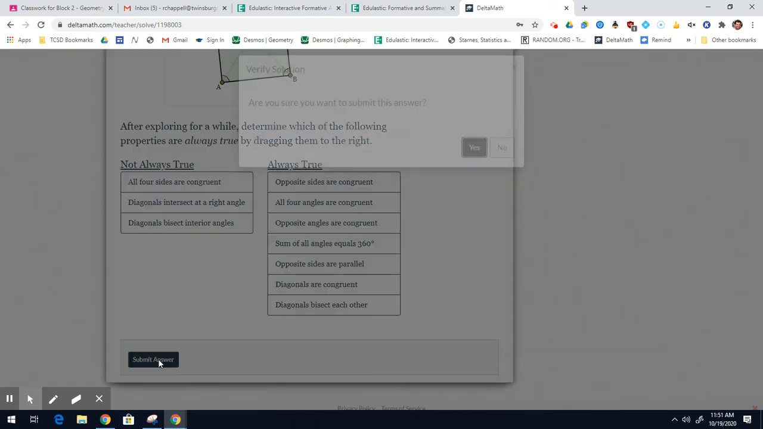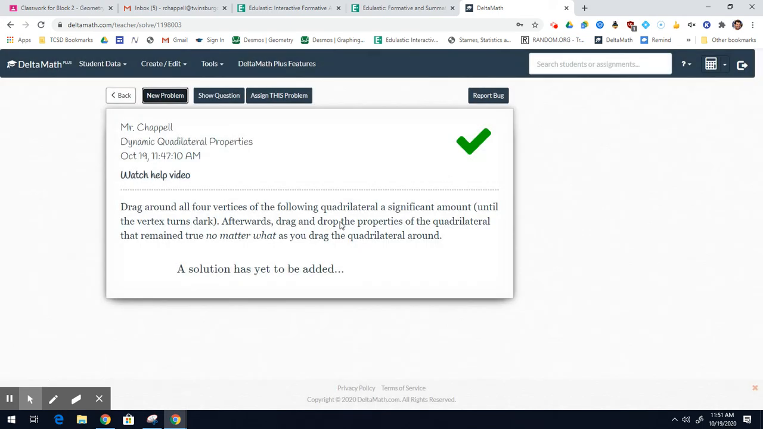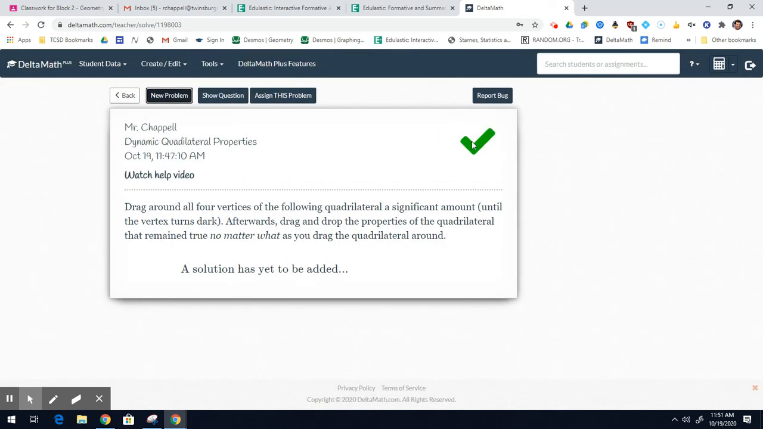So when you submit your answer, it's going to say, "Are you sure?" It doesn't have a solution added yet, but you are correct. It will tell you to stop if you are going to be wrong and have you go back. But again, you don't know what shape you're going to get when you drag those vertices, and don't stop dragging until the vertices turn dark. Okay, this is just to emphasize the properties of rectangles, rhombuses, and squares. All right, very good. Good luck on the homework.